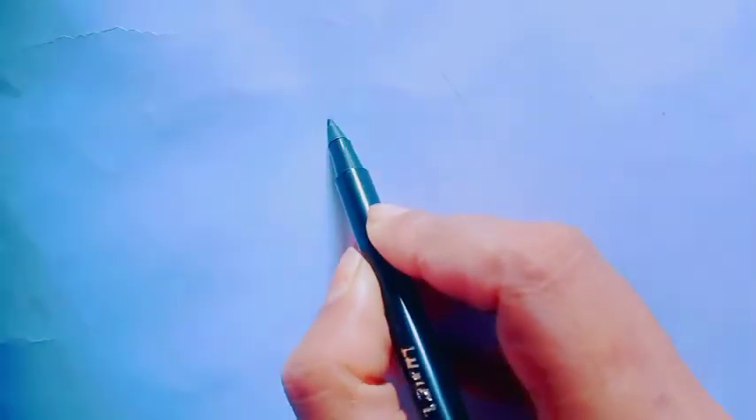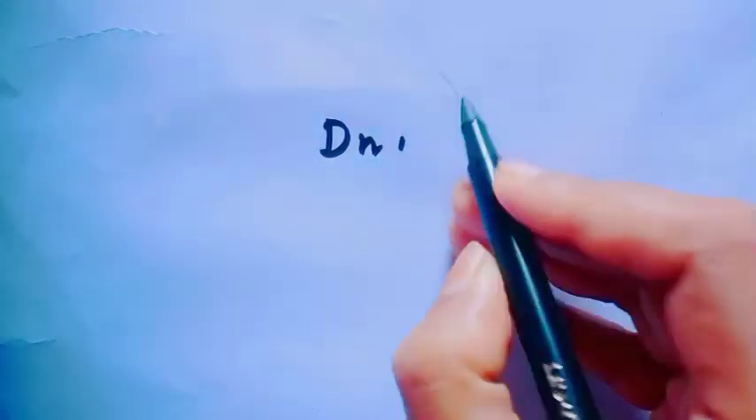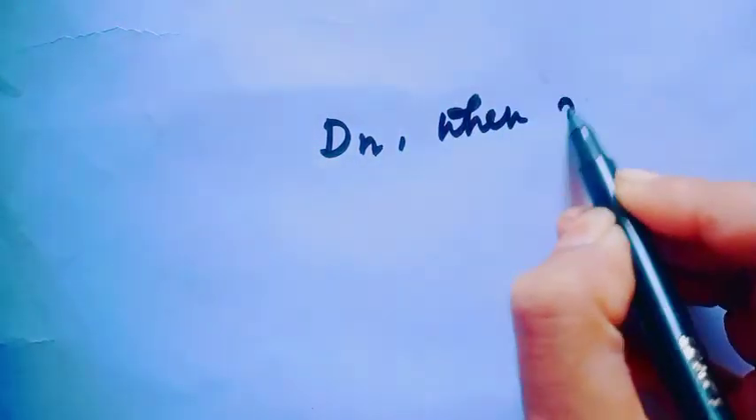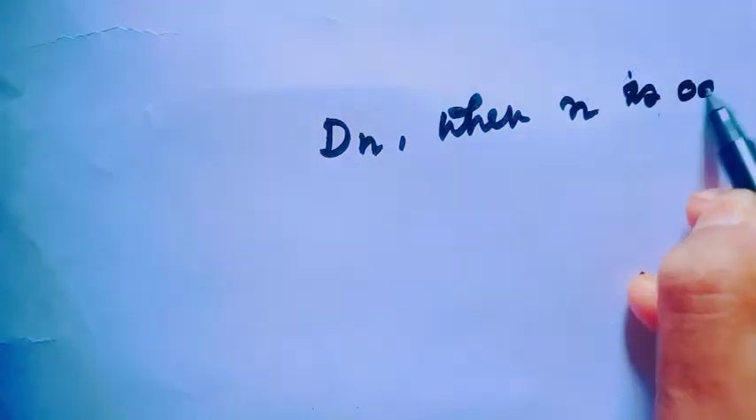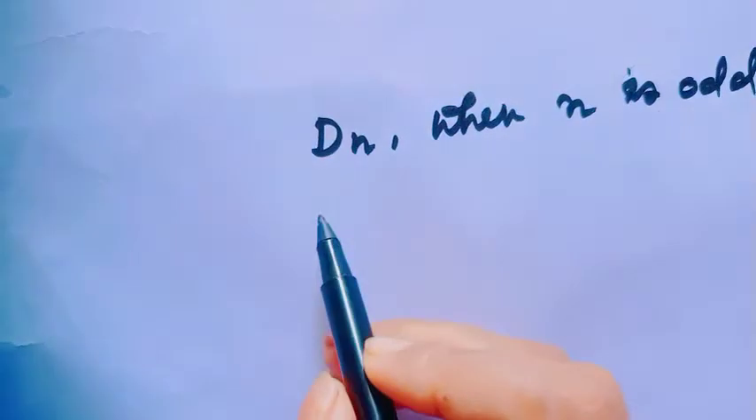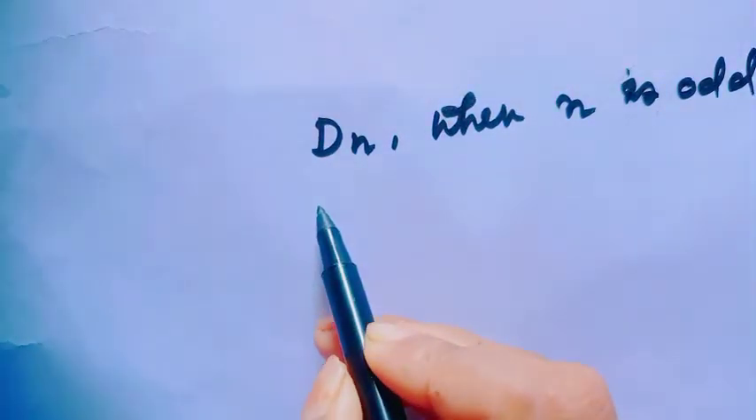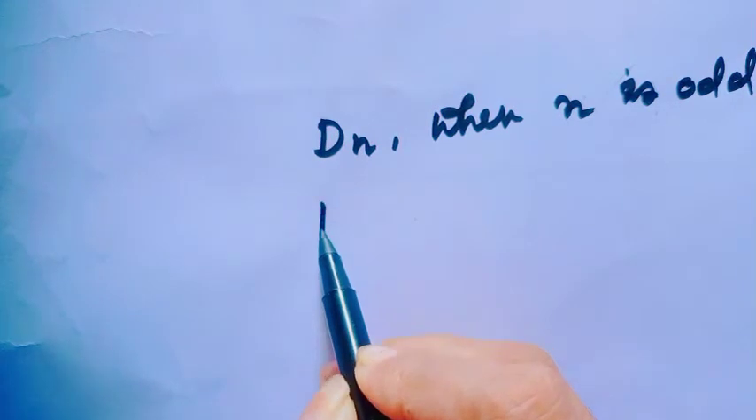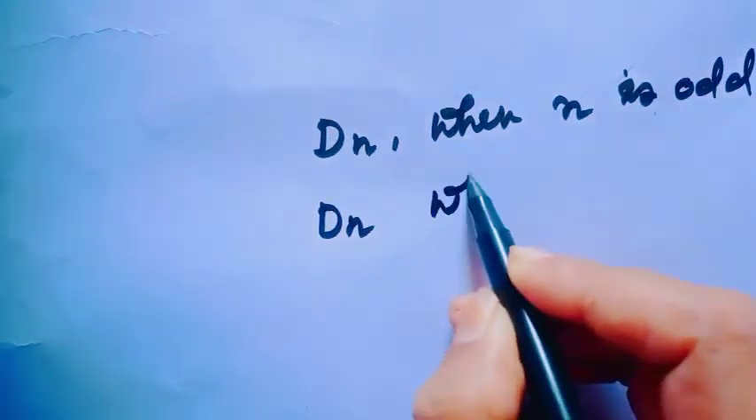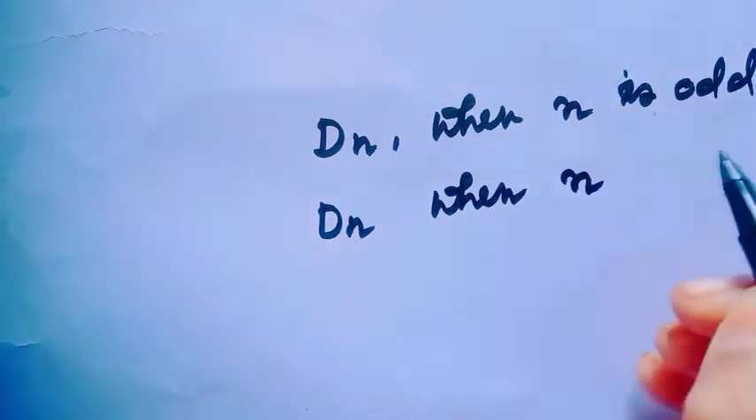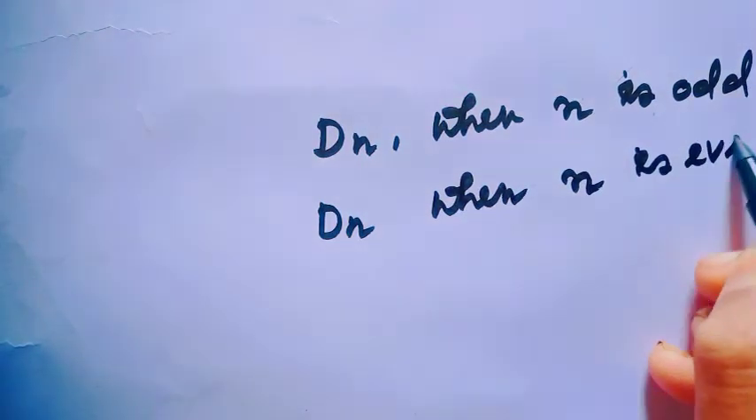I have discussed the Dn group when n is an odd number. I have discussed the class equation of Dn and the structure of subgroups of Dn when n is odd. Today I will discuss, similarly, the Dn group when n is even.